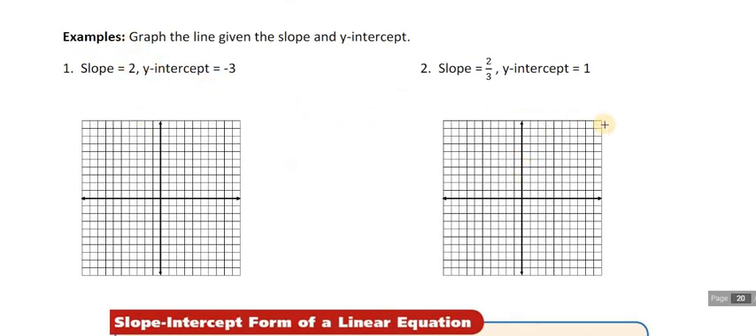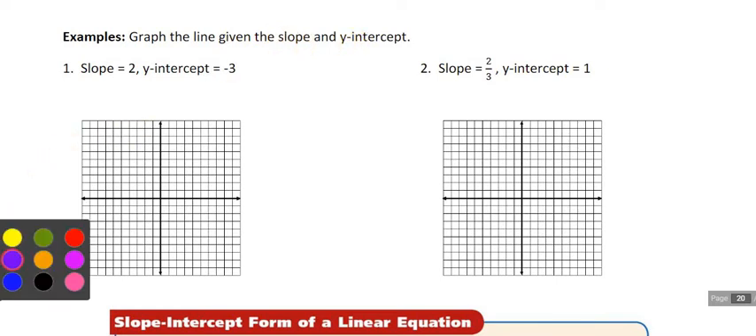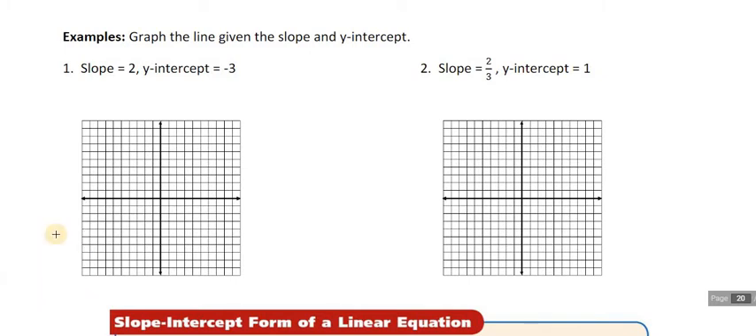Okay, so the first 2 examples we are doing just that. Graph the line given the slope and the y-intercept. So we're going to start off by plotting the y-intercept. Okay, so this is the first task. The y-intercept is -3. So we go down 3 on the y-axis.